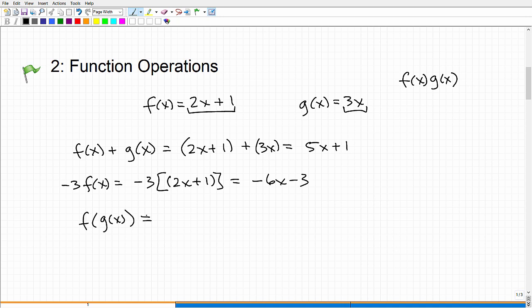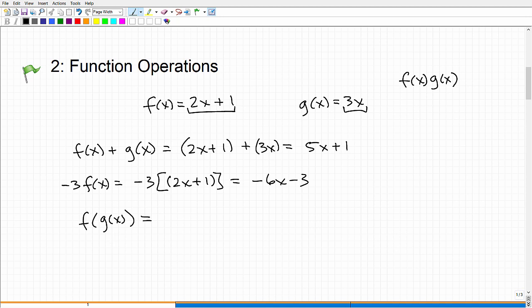This really confuses students. So guaranteed, you're going to see function operations, and you're going to see composite function questions on your test. Again, I have a lot of videos on this on my channel, so you might want to check those out, but I'll show you a quick example here, okay?